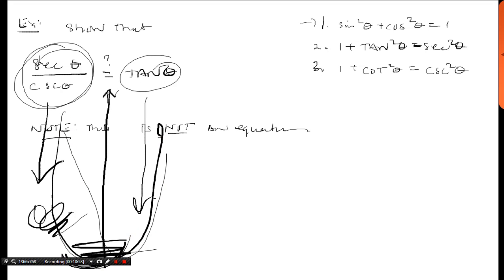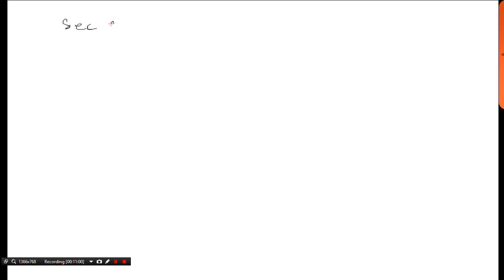So let's do an example. I know all the scribbles didn't help. So here we go. Secant of theta over cosecant of theta, and we're trying to show somewhere down the rabbit hole this is equal to tangent of theta. Notice how far away I wrote it. So what do we know about secant of theta?